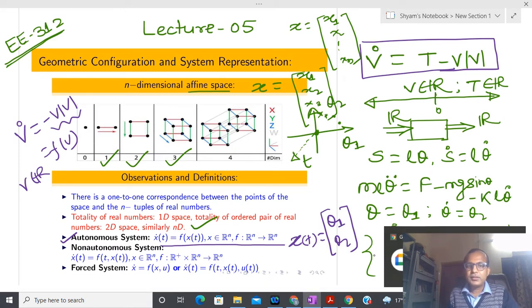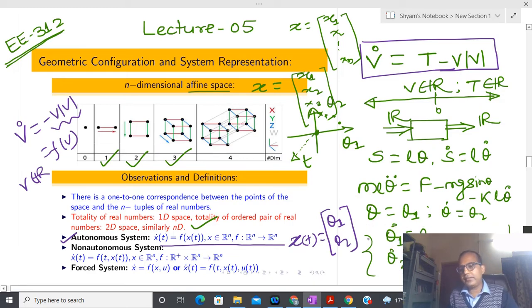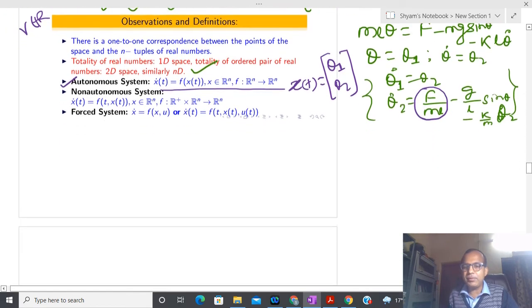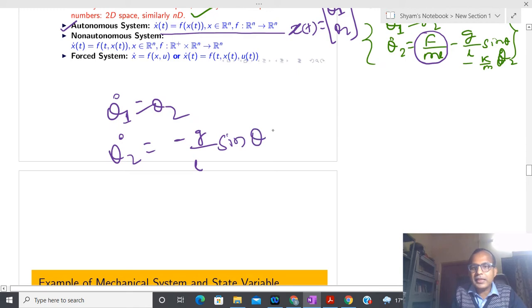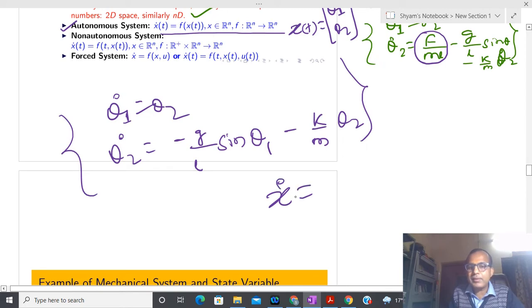What I will do now is write the same things again on the next slide, and then I will tell you. I think it is very simple, but why you have become so confused, I do not know. Theta 1 dot equals theta 2, and theta 2 dot equals minus g by l sine theta 1 minus k by m theta 2. This is my pendulum system. Now I am going to represent this system as x dot(t) equals f(x). First I have to identify what x(t) means.